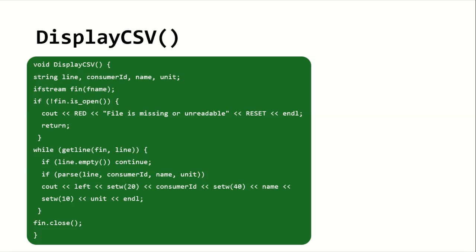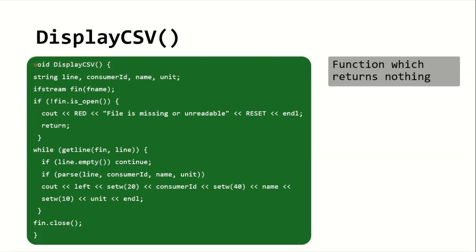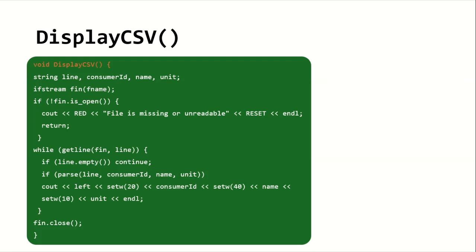Another function is the display CSV function. The display CSV function is used to display the whole CSV in a table format. So it returns nothing. We have the 4 variables which are required for the parsing.